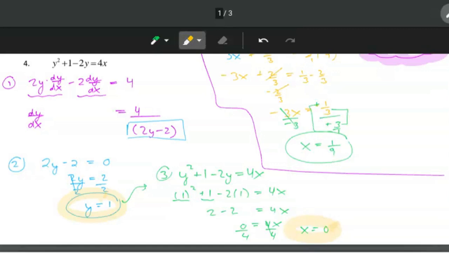So we needed the x and the y coordinate. If you want to write it nicely as a point, the point is 0, 1. That right there would be our final answer. That is the point where our relation would have a vertical tangent.